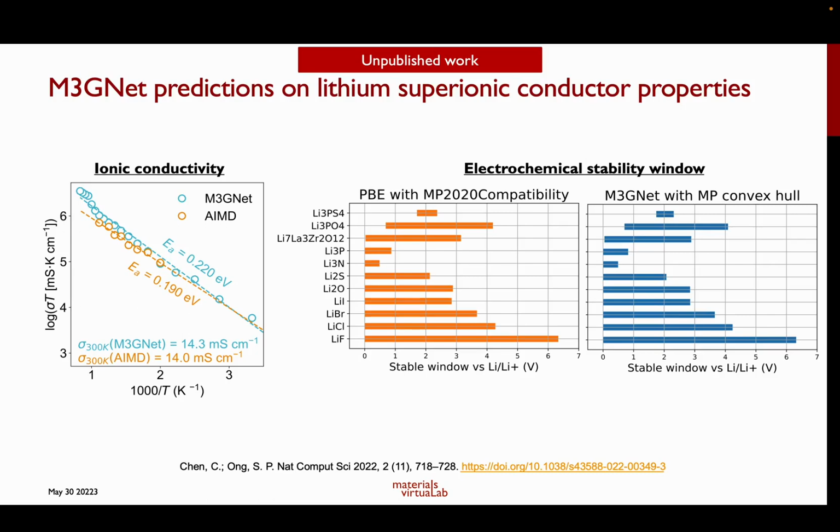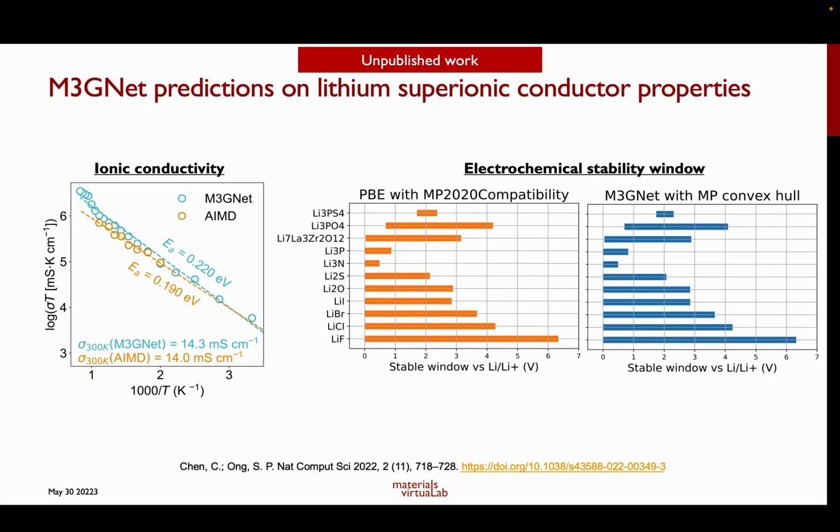So just to give you some examples of how we have been using M3GNet to study lithium superionic conductors, we can use it to predict things like the ionic conductivity to a fairly good accuracy. We can also predict things like the electrochemical window, okay? Remember, the electrochemical window is essentially related to the energy of the compound relative to other compounds in the same space. And what we find is that on the left here is basically what you get with DFT calculations, and what you get on the right is basically what you get with our M3GNet universal potential. And you essentially can see almost no difference between the two, okay?